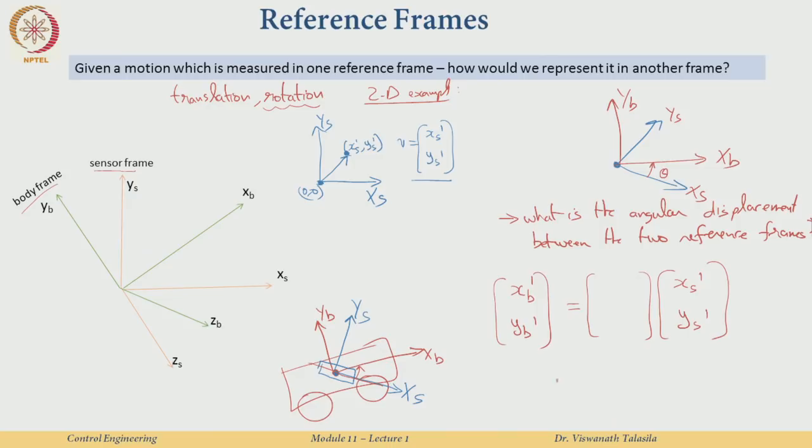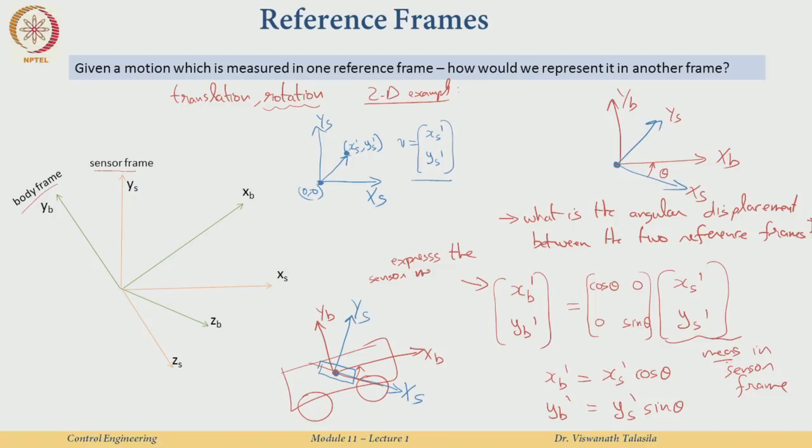You would actually do it as follows. So x body 1 would be nothing but x sensor 1 times cos theta, y body 1 would be nothing but y sensor 1 sin theta. And how do you express this as a matrix? Very simple. I would just put cos theta over here, 0, 0, sin theta. That's it. So when you do this, now I am able to express the sensor measurement in the body frame.